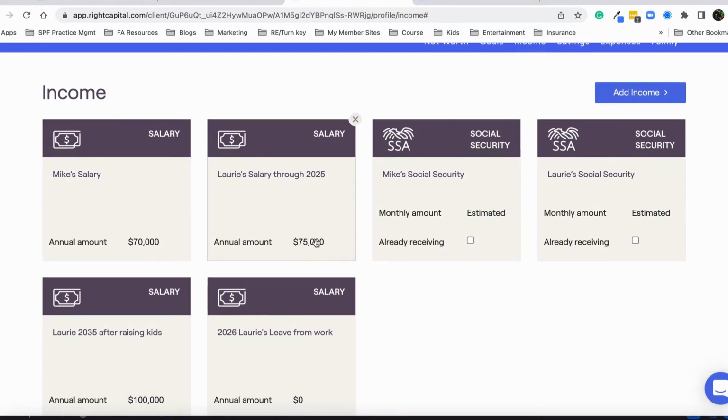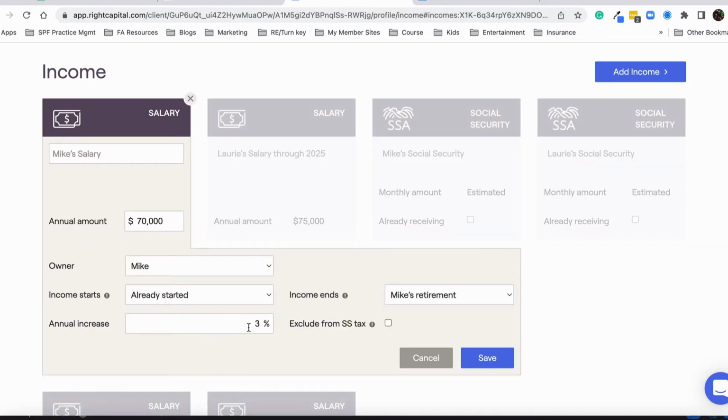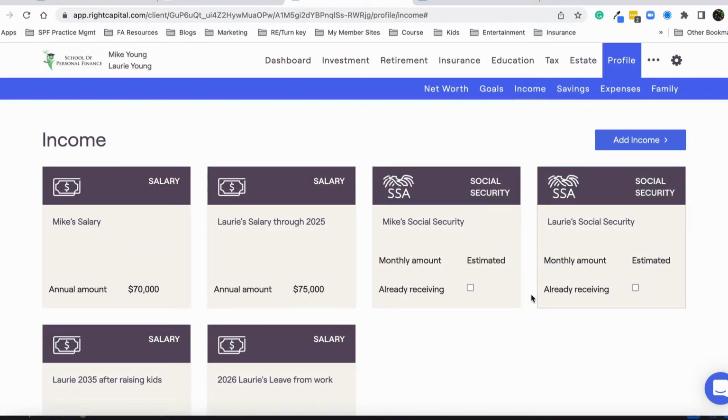And this is going to play a big role in coming up with a financial plan and making sure that these numbers work. For Mike, we also inflate his income by 3% per year. He's currently making $70,000 right now. All right, so that is their income. So now why don't we go over, we'll go to savings first.